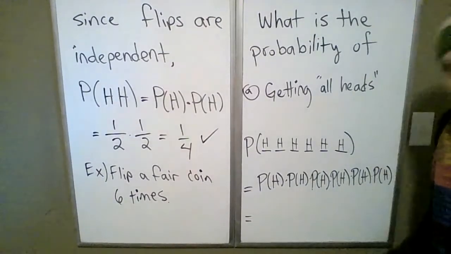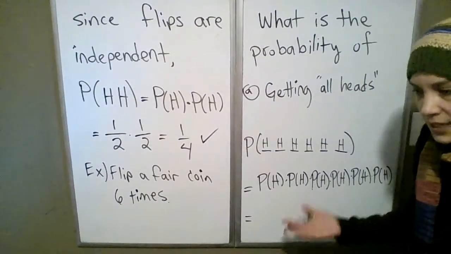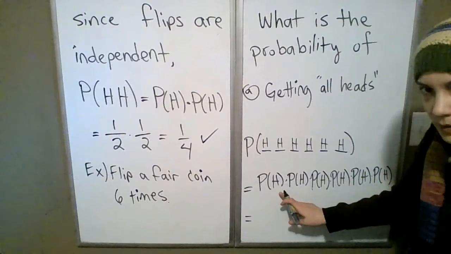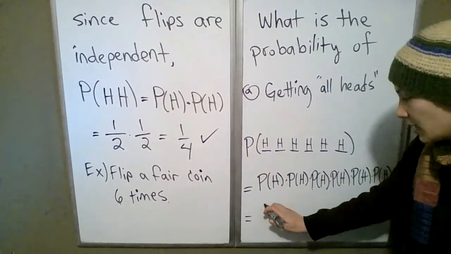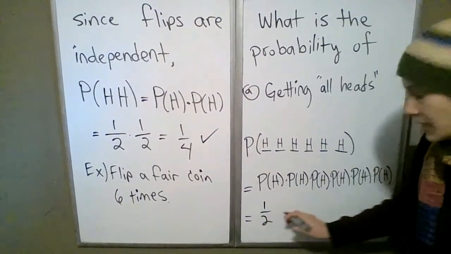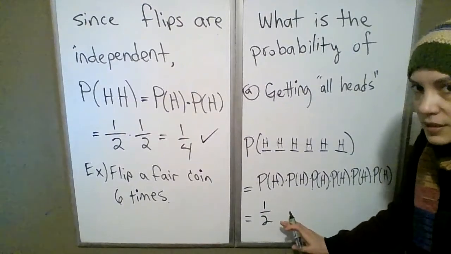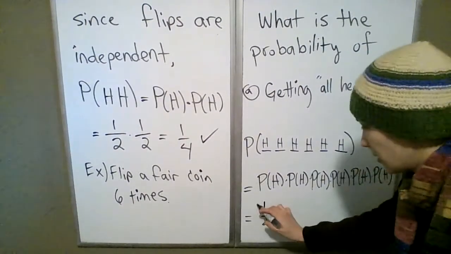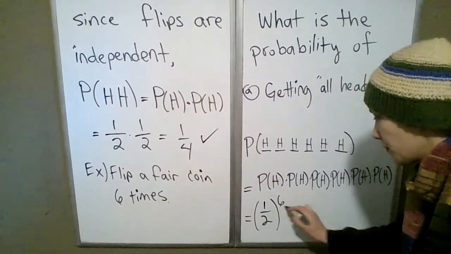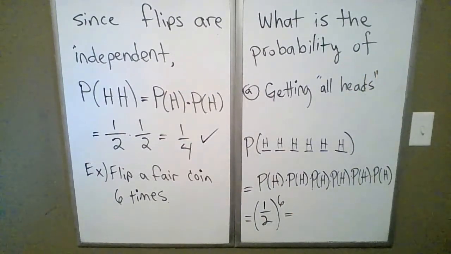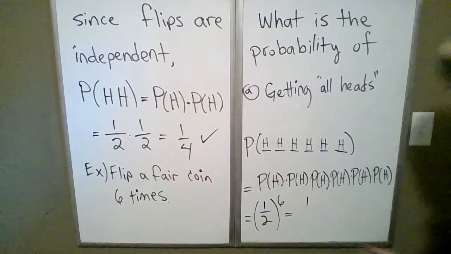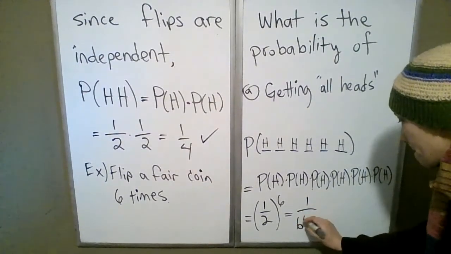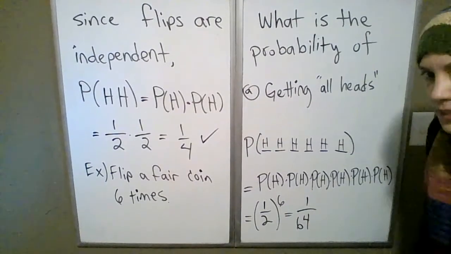Okay, it's a fair coin. So heads is the same as tails. It occurs half the time. The probability of getting heads on 1 coin flip is 1/2. And you're multiplying it with itself 6 times. So I'm just going to write that you have 1/2 to the 6th, or 1/2 to the 6th, either. I got 1/64.